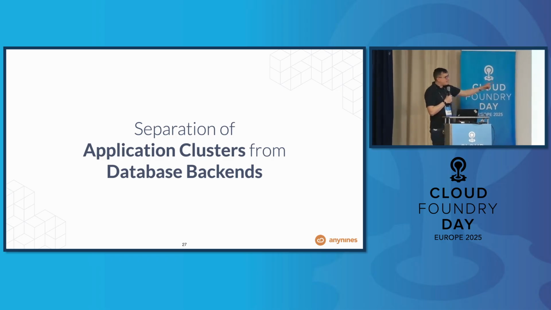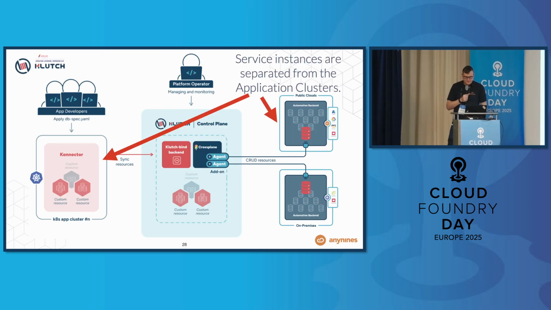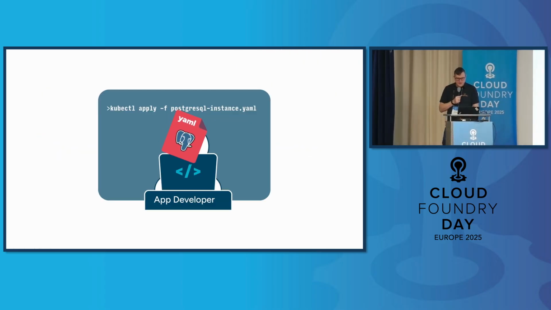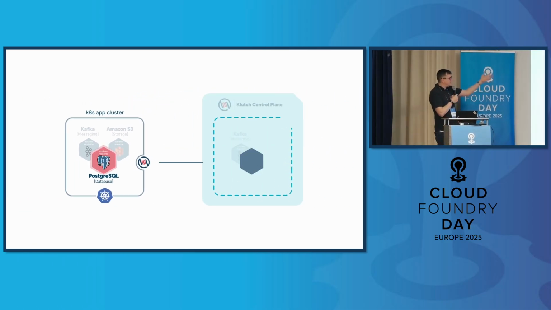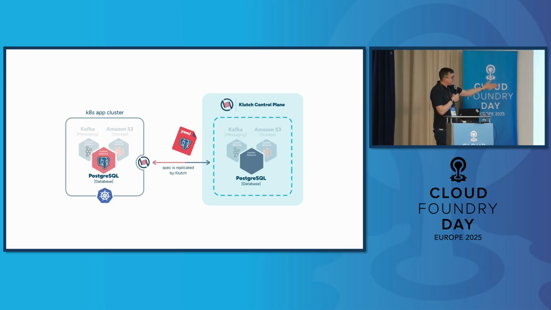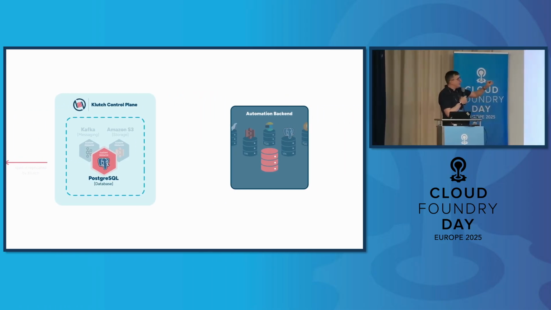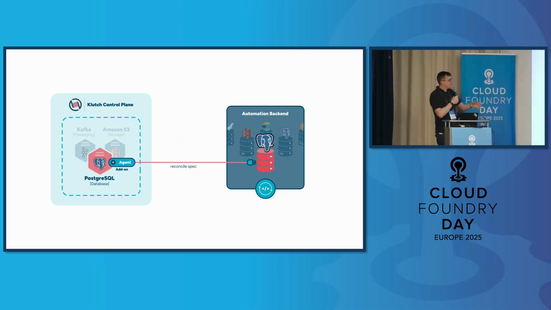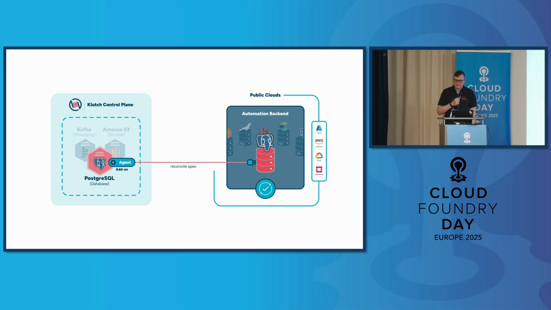So the first takeaway from Klutch is we want to have a separation of the application clusters from the data service backends. The developer flow is basically pretty simple. You are sitting in front of an application cluster, write your Postgres instance spec, apply to the Kubernetes cluster, which is then replicated to the Postgres backend in the Klutch control plane. This will then reconcile with the actual backend. So that could be anynines Postgres, this could be Amazon RDS, or whatever your favorite Postgres operator.